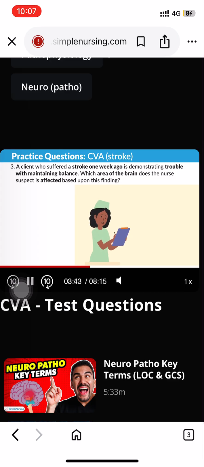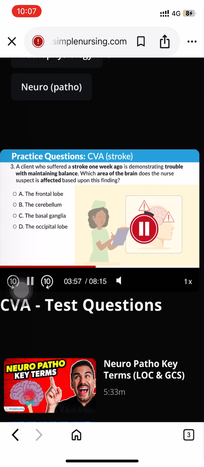A client who suffered a stroke 1 week ago is demonstrating trouble with maintaining balance. Which area of the brain does the nurse suspect is affected based upon this finding? So pause the screen and try your best to answer this question.